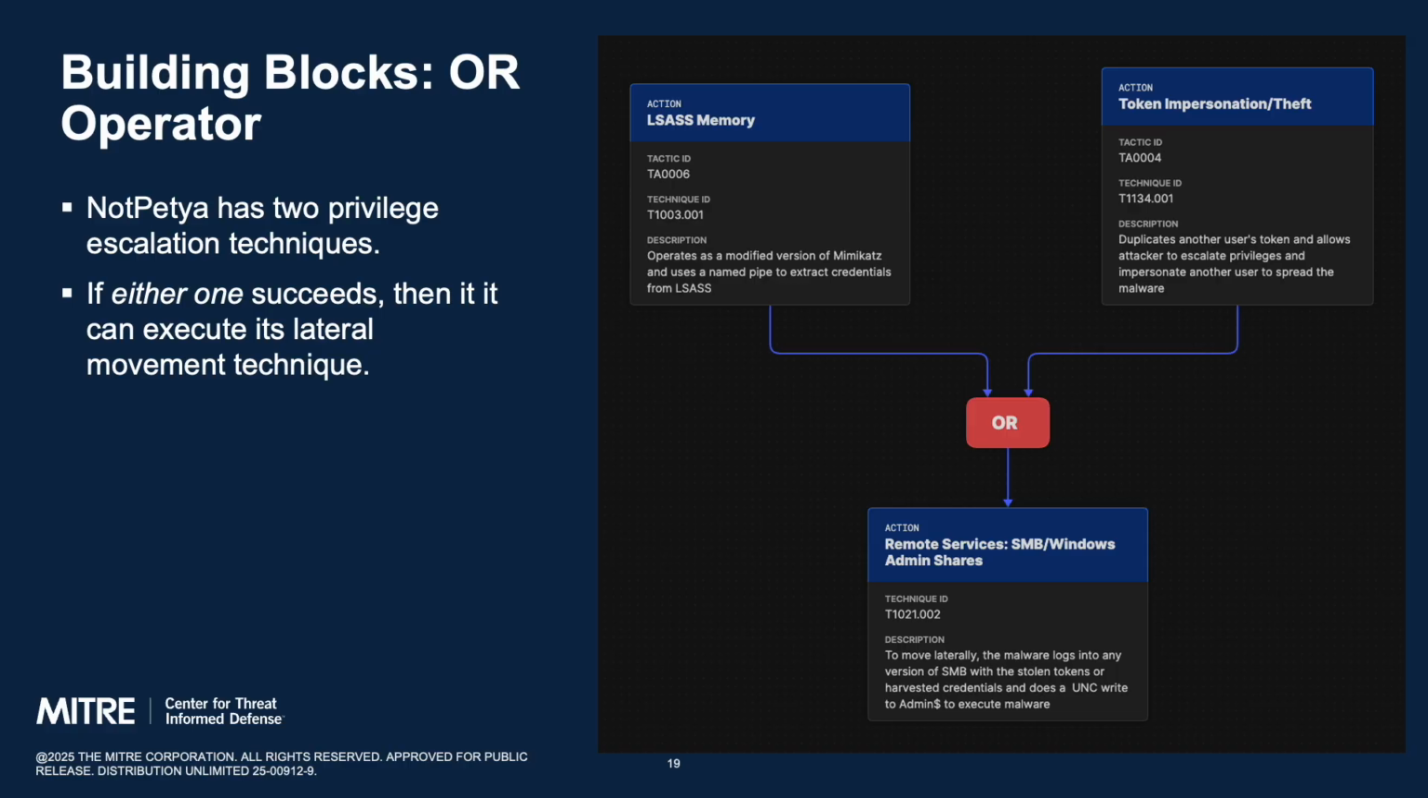Here's an example of the OR operator in the NotPetya flow. So once again, looking at that privilege escalation technique, we could use an OR operator here to make it clear to the reader that the malware only needs one of these two approaches to succeed in order to move on to the next step, which is lateral movement with the privileged credentials.